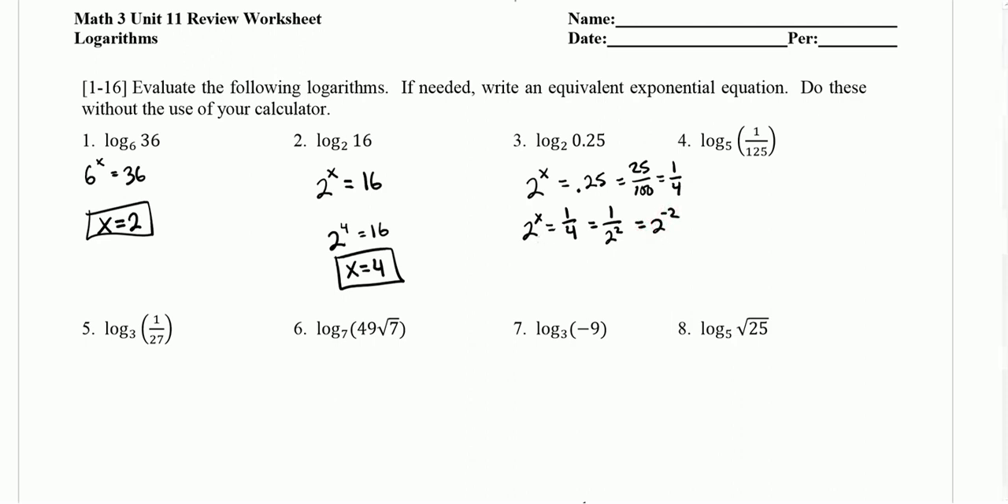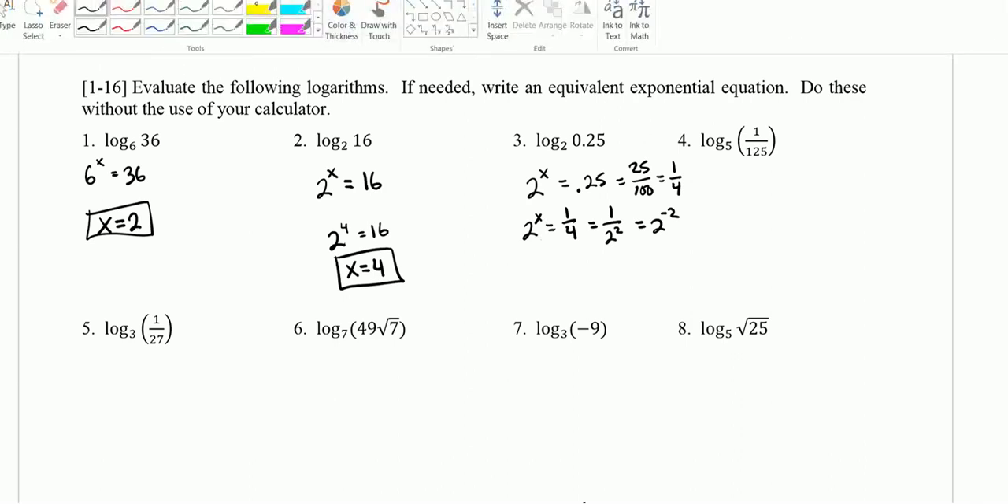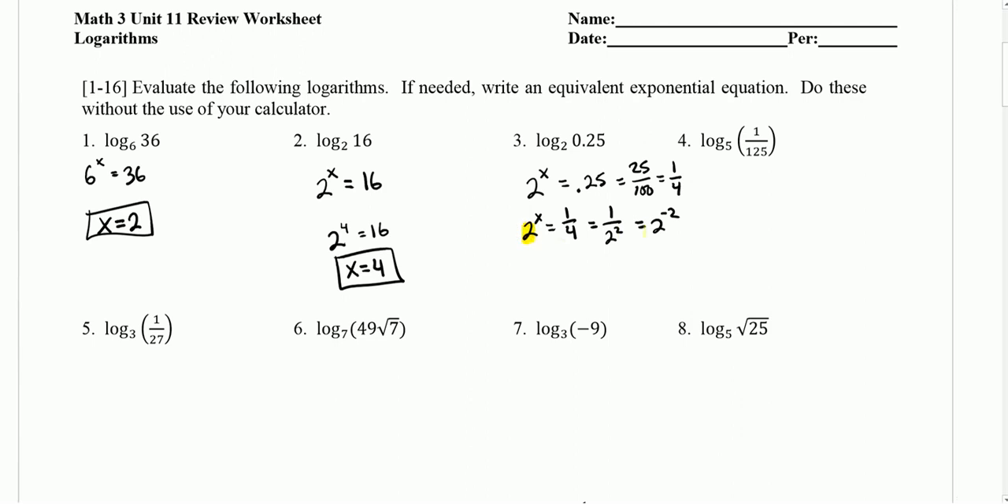So notice the bases are the same. We have base 2 to start with, we have base 2 to end with, and so therefore the exponents must be the same, and we can say the exponent is -2. Number 4, we get log base 5 of 1 over 125. This is asking the question, 5 to what power is 1 over 125? 125 is 5 to the third power, and 1 over 5 to the third power is 5 to the negative third power. Bases are the same, so exponents must be the same, and we get x is -3.